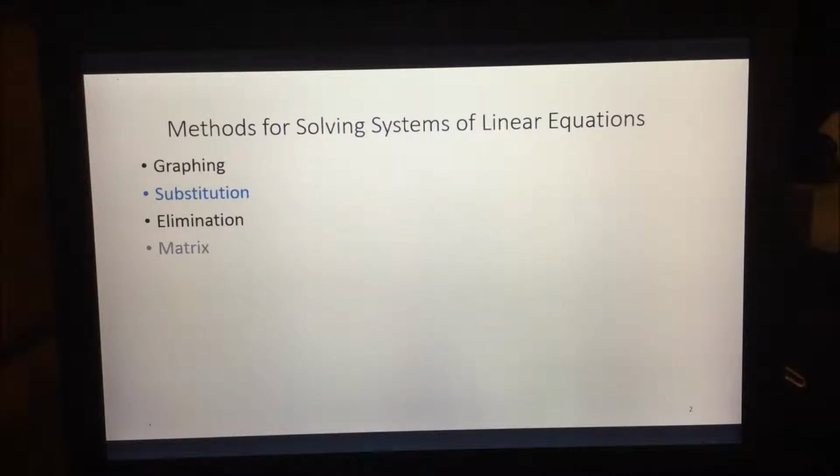In this class, you're responsible for 3 methods: graphing, substitution, and elimination. The 4th method, the matrix method, is an option for independent research for your end-of-the-year project. You've already learned graphing in a previous tutorial. Substitution and elimination are the 2 algebraic methods, and again, you'll learn substitution here.